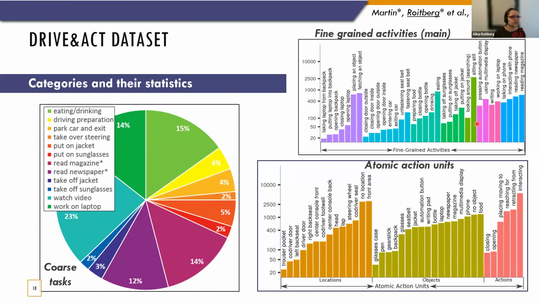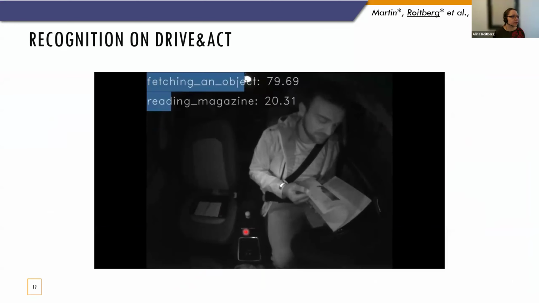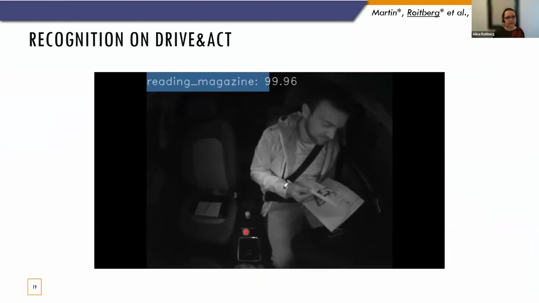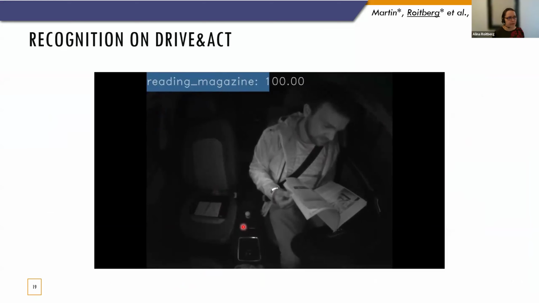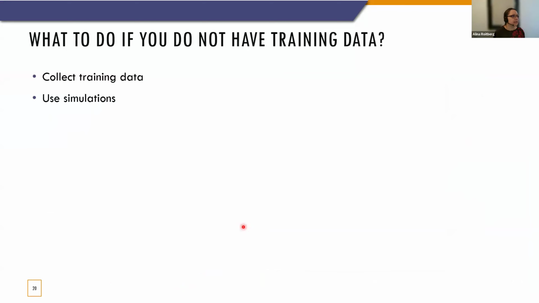So here you can just see a small demo of a neural network doing recognition in our dataset. So this shows the automated mode, but we also had manual driving. That's just what I want to say.